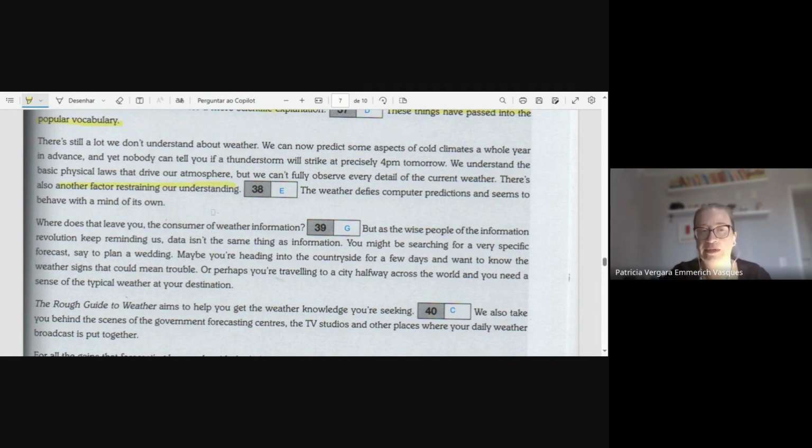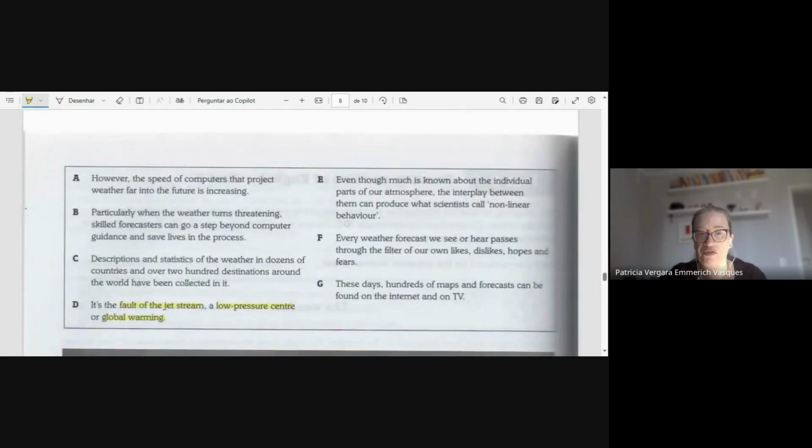Number 38, they give before another factor restraining our understanding. There is also another factor restraining our understanding. So this is what we need to see, a factor that restrains our understanding. So if we go to letter E, then you have, even though much is known about the individual parts of our atmosphere, the interplay between them can produce what scientists call nonlinear behavior. So this is an explanation for what can restrain, because it's something difficult for us to understand, okay?